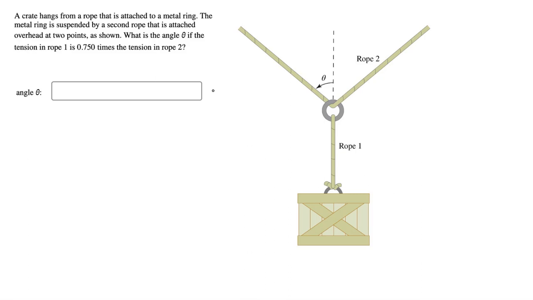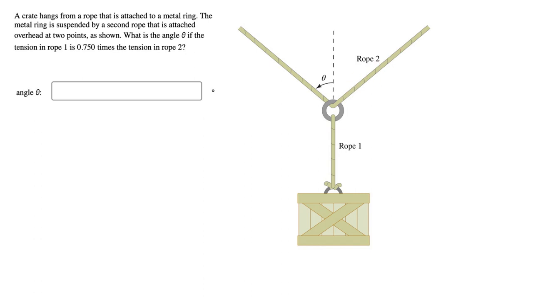A crate hangs from a rope that is attached to a metal ring. Here's the metal ring. Here's the rope. The metal ring is suspended by a second rope attached overhead at 2 points as shown above. What is the angle theta if the tension in rope 1 is 0.75 times the tension in rope 2?